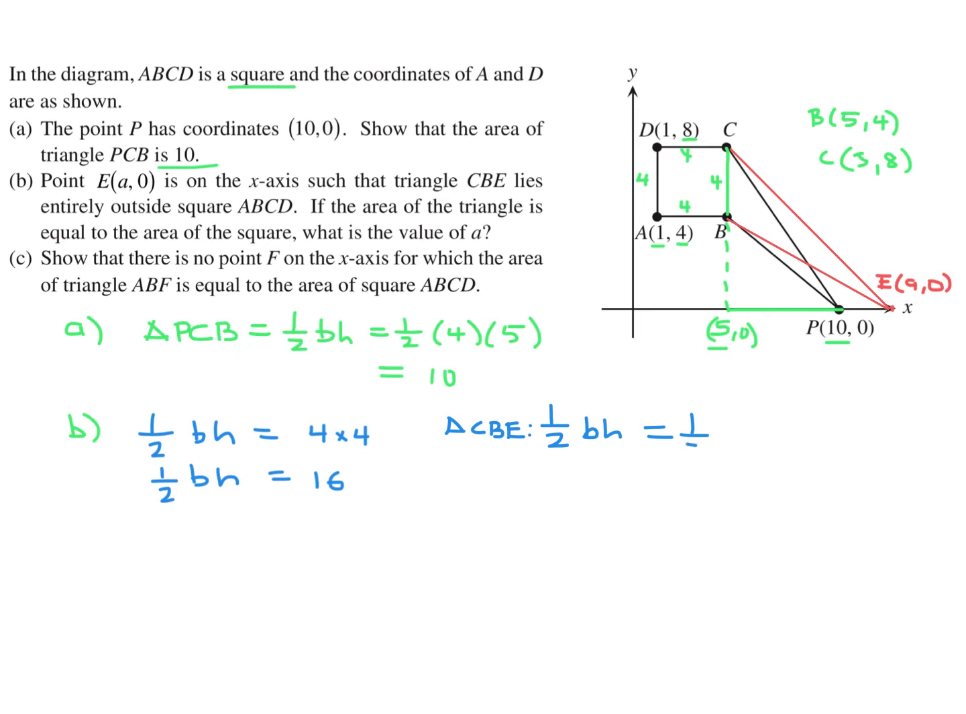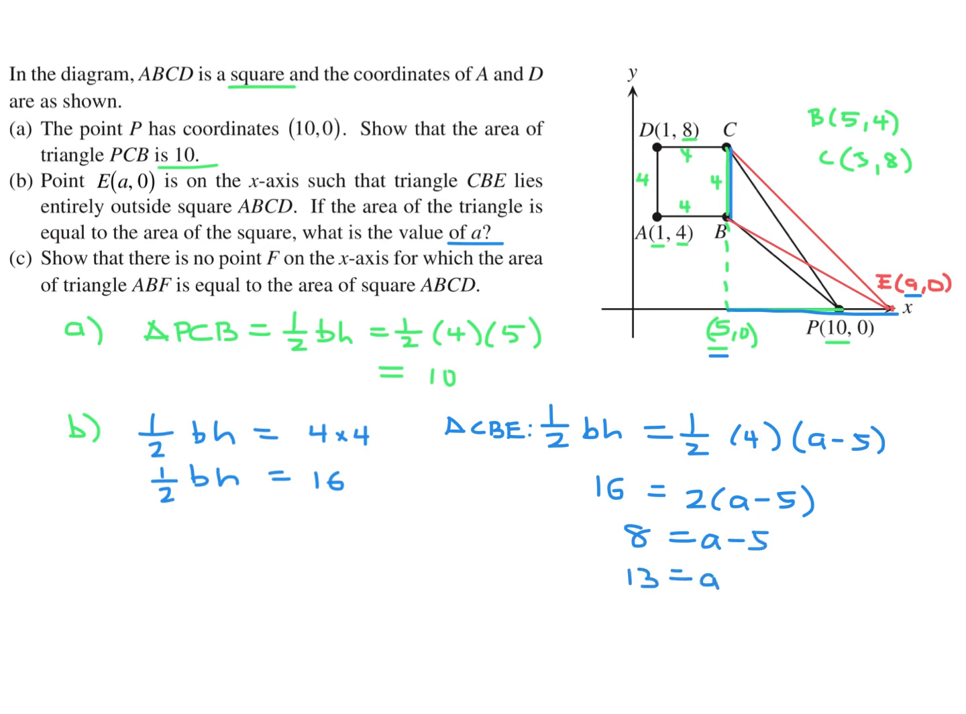Okay. Well, the base is this guy right here, so that's just 4. And the height is from here to here. Now that's going to be A minus 5. Right? So that's about all we can do there. And we are told that that's equal to 16. So then we have to solve for A. Okay, shouldn't be so bad. So this is 2 times A minus 5. So 8 is equal to A minus 5. So that means A is equal to 13. And that's all that is.